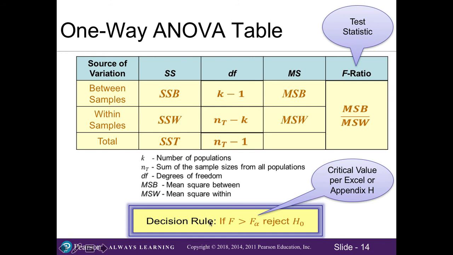So our decision rule is that if our F ratio, or our test statistic, is greater than our critical value, we reject the null. Now, we can obtain our critical value from Excel or Appendix H. I'm just going to show you how to do it in Excel.